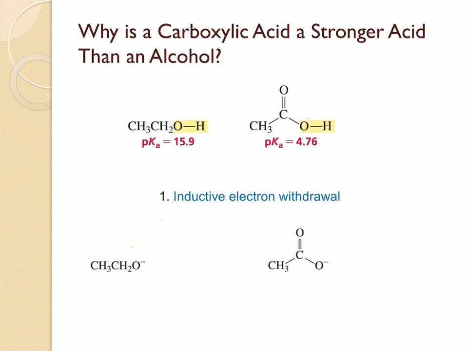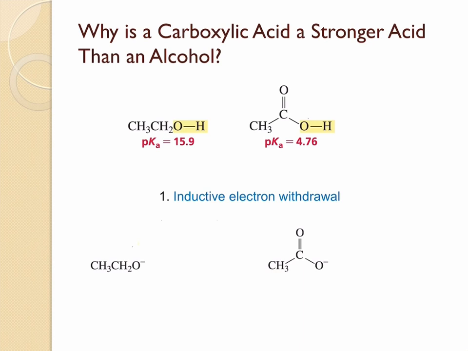Why is a carboxylic acid a stronger acid than an alcohol? Here is the structure of an alcohol and a carboxylic acid. And you can see from here, the carboxylic acid is a very strong acid compared to that of alcohol because of its lower pKa. Now, what is the reason why the carboxylic acid should behave as a stronger acid compared to alcohol? Now, there are two important things that come into play here.